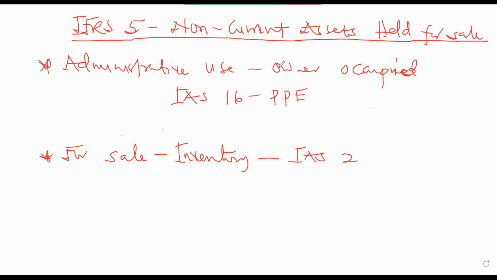A computer might be a non-current asset or a fixed asset to someone, but the same computer might be a current asset, which will be an inventory, to another person. So the company may purchase a non-current asset purposely for resale. In that case, it will no longer be a non-current asset, but a current asset, classified as inventory. So they will use IAS 2 to account for that particular asset.